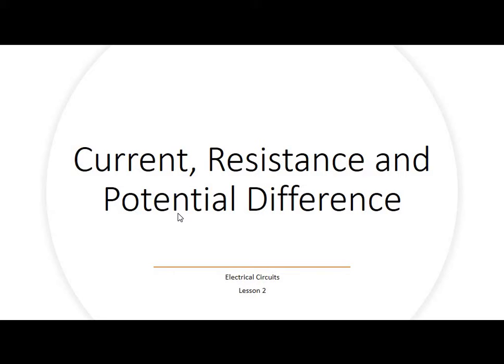Hello Year 9, welcome to the second of our lessons on electrical circuits. Today we're going to look at the relationship between current, resistance and potential difference, following on from our work on electrical current and electrical charge last lesson.